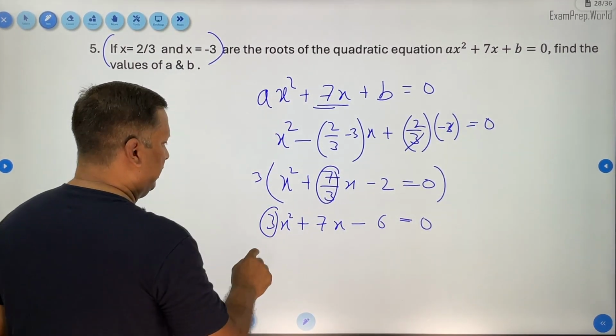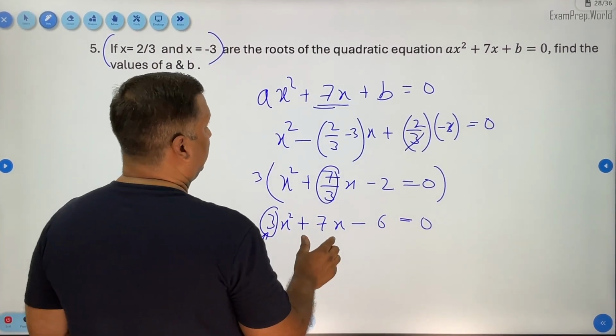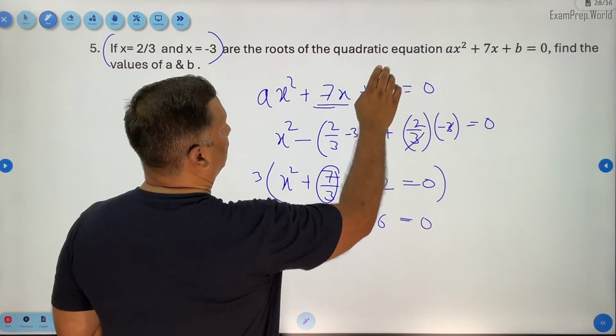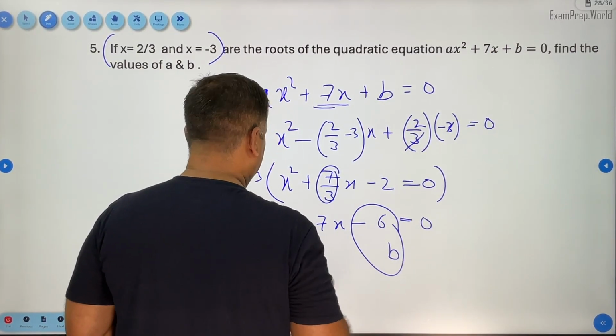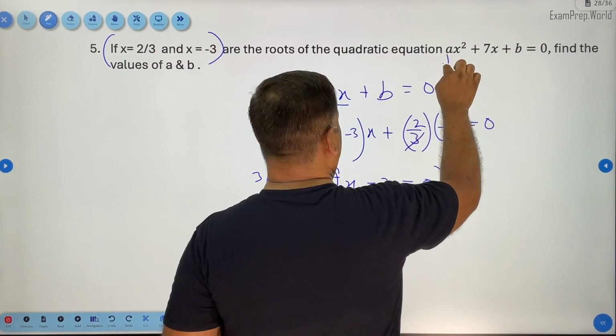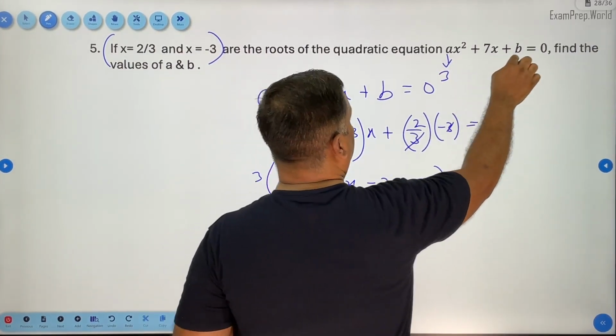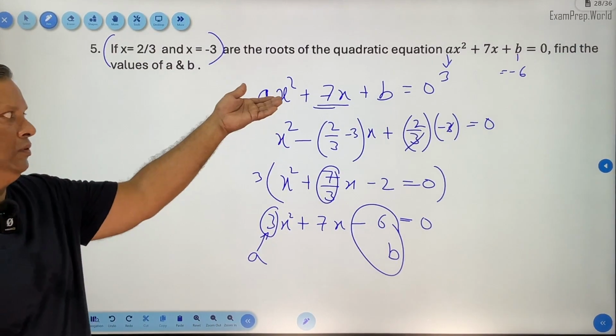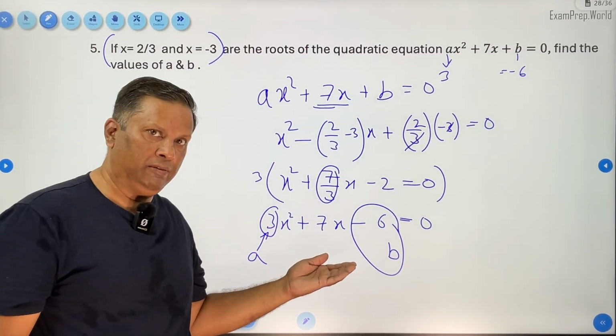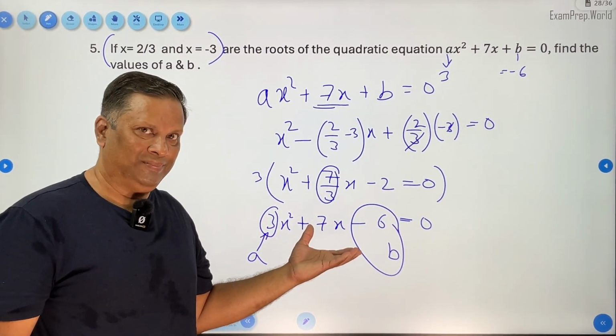So this is our a, and for them this is our b. So b equals to minus 6. So a equals to 3 and b equals to negative 6. Equate their equation and our equation, you get our a and b values. Okay.